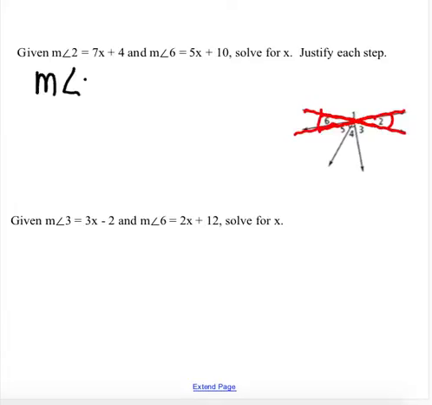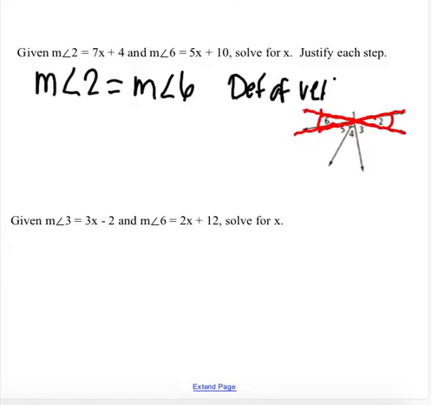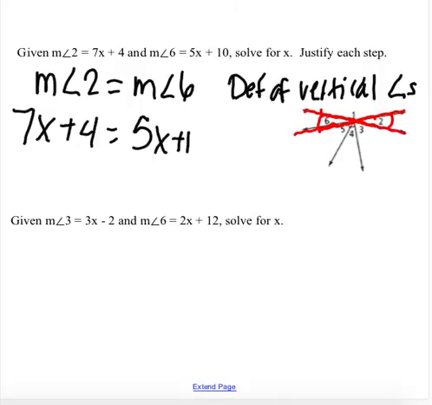So I got the measure of angle 2 equals the measure of angle 6, and my justification is the definition of vertical angles. And then just like we've been doing, I gotta substitute. Angle 2 I know is 7x plus 4. Angle 6 is 5x plus 10. Substitution. Don't write just sub, because that could be subtraction or substitution. I don't know what you're talking about.